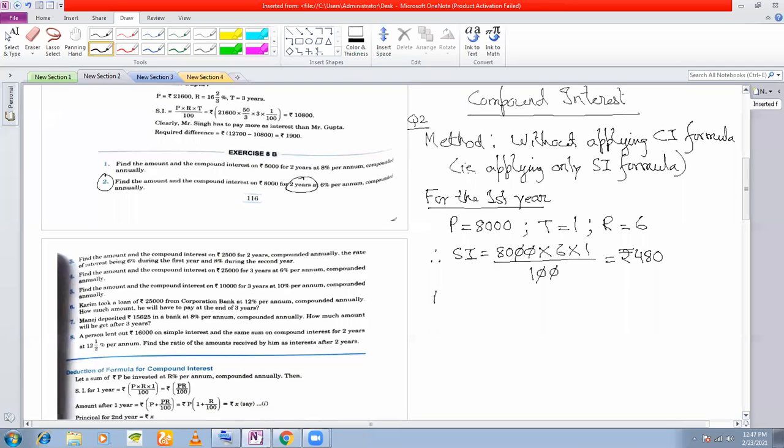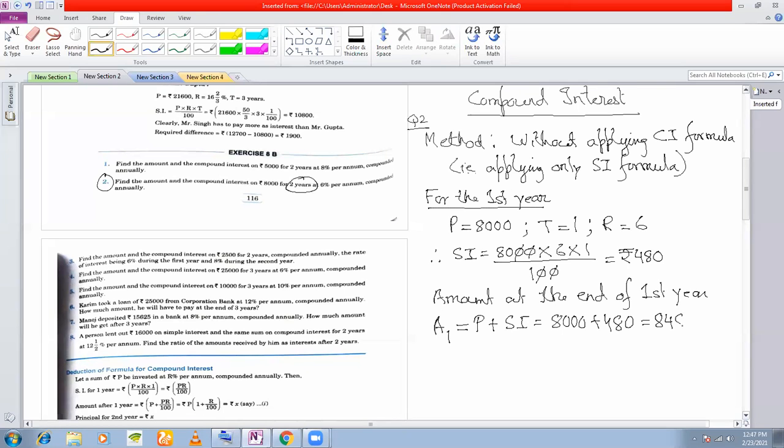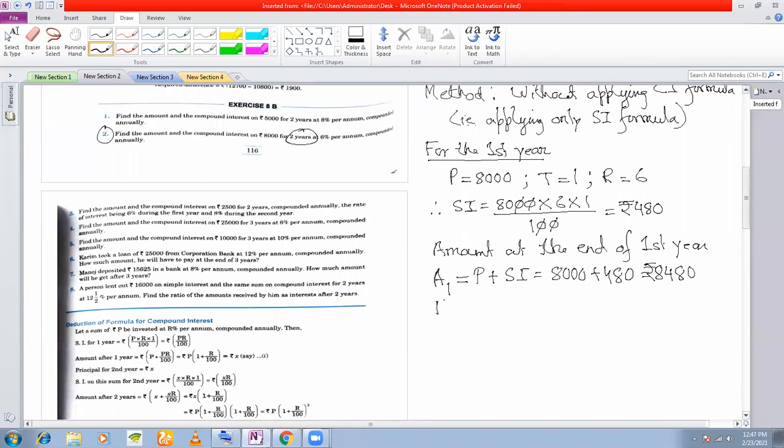So what is the amount for the first year? Amount at the end of first year, let's say A1, is equal to principal plus simple interest. The principal here is 8,000 rupees and interest here is 480 rupees. So that comes to 8,480 rupees. Okay.